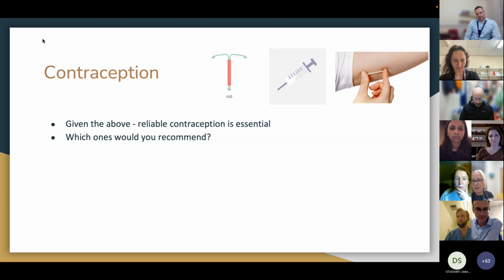The implant is fine as well. I think that's another option if she doesn't want to have something in the uterus. But I agree with Tom. I think coil at section, because it's reversible and it's reliable. She doesn't have to remember to take it. I don't know what other people think.